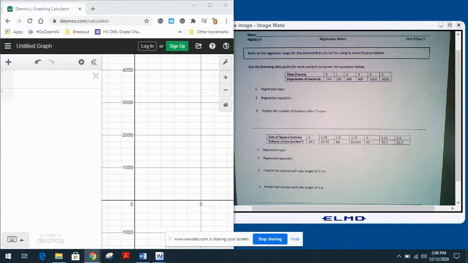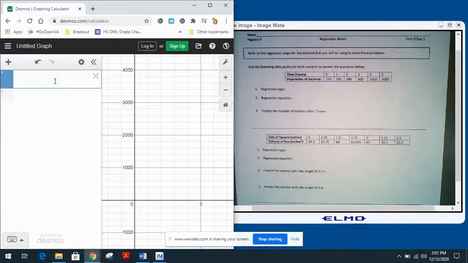So today we're going to talk about regression. Regression is basically looking at some data points and trying to find a mathematical equation or model that would best represent the data points. So the first thing we're going to do whenever we do this is we're going to graph our data points.